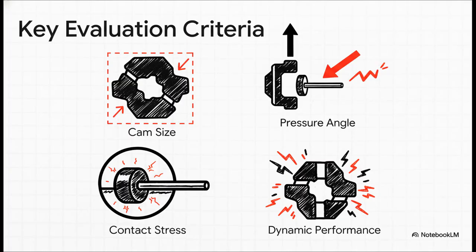And to answer that, we have to evaluate it against some key criteria. Practical stuff. Is the cam so huge it won't even fit in the housing? How's the pressure angle? Is it going to waste a ton of energy? Are the contact stresses so high that it's going to wear out in 5 minutes? And what happens when we spin it up to high speed? Is it going to shake the whole machine apart?